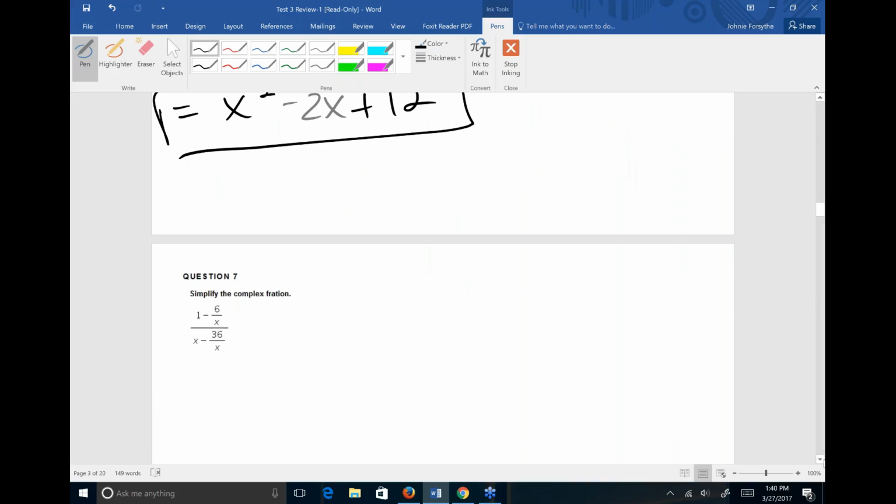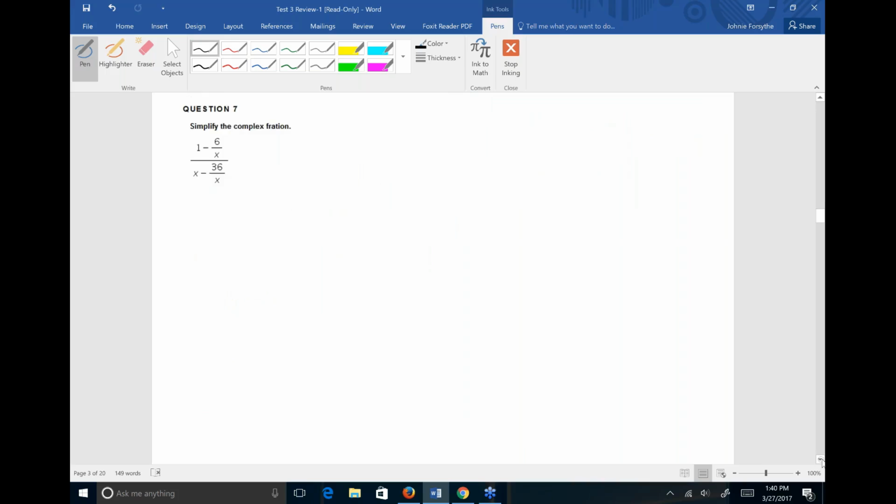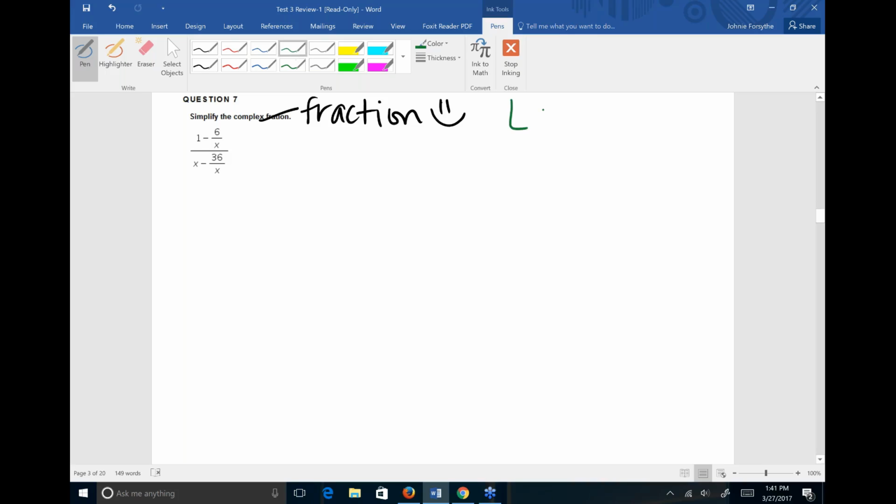Question 7. Simplify the complex fraction. Spelling error. That's why I'm a math teacher, right? Fraction. Okay, so least common denominator. There are a couple of ways you could do this, but I think the most direct way would be to get the least common denominator for the entire fraction and then multiply everything by that.